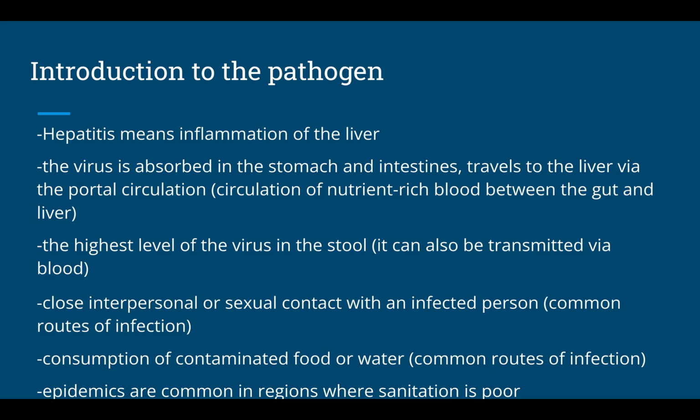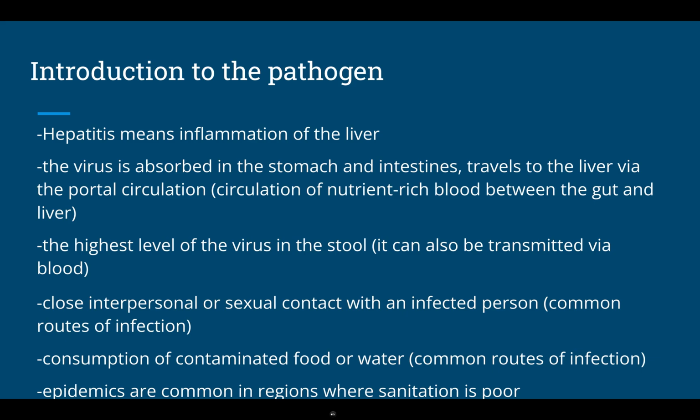This disease can also be transmitted via blood. So if you're hepatitis A positive, then it will be in your blood and your stool, which can be transmitted to other people. So you can get this disease by close interpersonal or sexual contact with an infected person, or consumption of contaminated food or water.